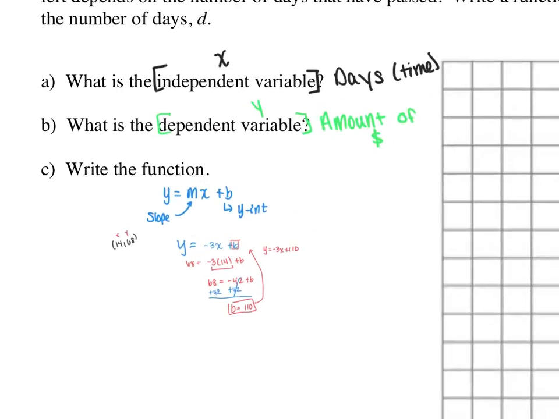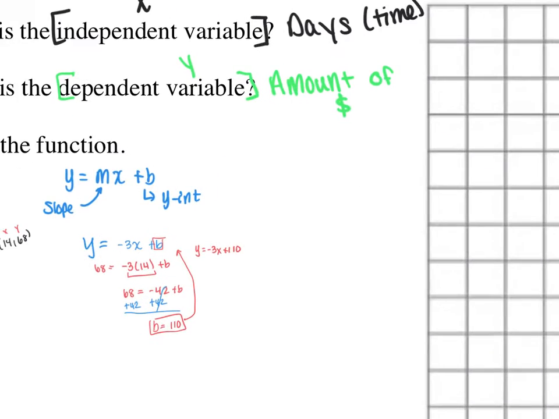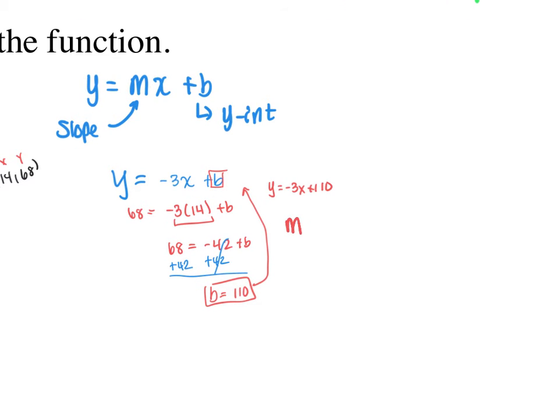But if you look, I don't want it in y's and x's. I want it with m and d. So remember, d is where you put your x. M is where you put your y. You can do this. M equals negative 3d plus 110. That's your equation.